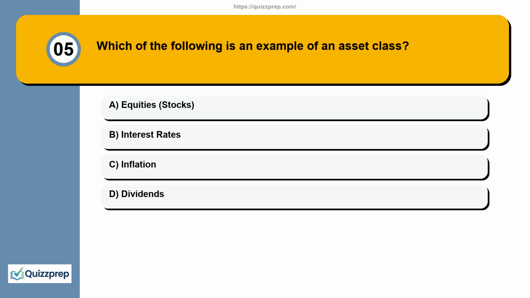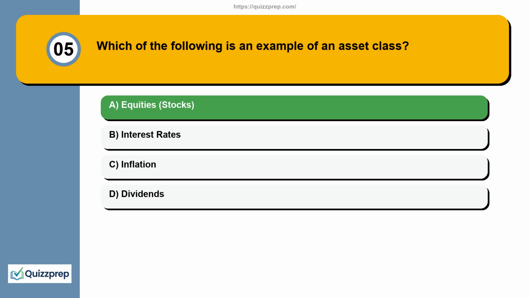Question 5. Which of the following is an example of an asset class? Here are your options. Option A. Equities, stocks. Option B. Interest rates. Option C. Inflation. Option D. Dividends. The correct answer is option A.